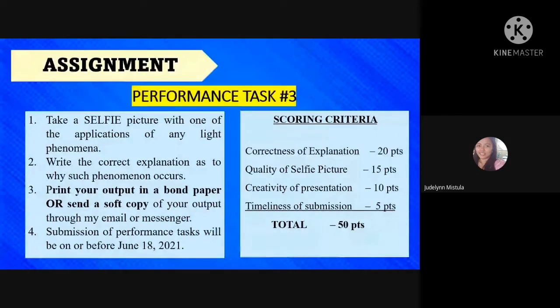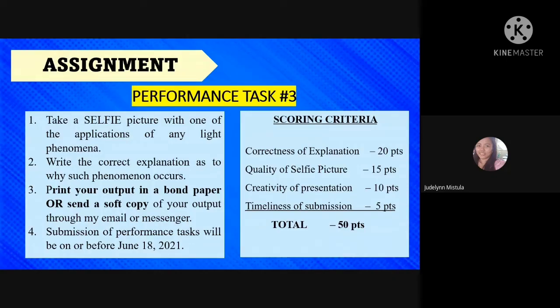Once you are done, you have to print your output in a bond paper for those students whose modality belongs to the modular printed, while for those who are under the modular digital, you may just send a soft copy of your output through my email or through my messenger. Submission of your performance task will be on or before June 18, 2021, that is 1 week from now.